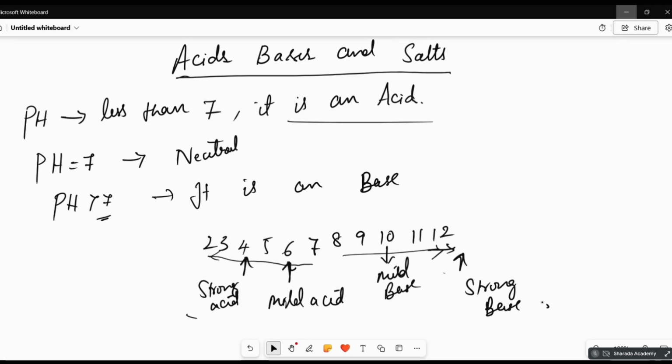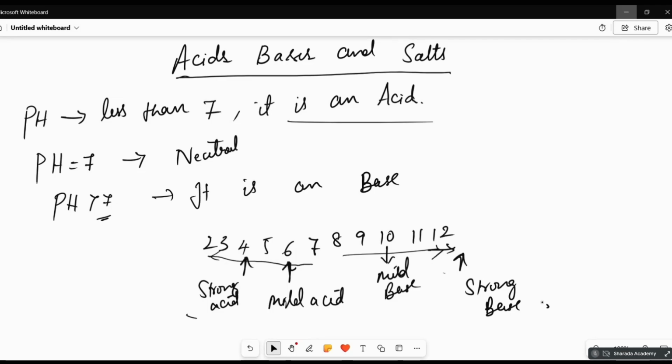Again, I repeat: a pH value of 7 is neutral in nature. When pH is less than 7, it's an acid. When pH is greater than 7, it is a base. As pH goes on decreasing, the acidic value of that component increases. So any component having pH 6 is a mild acid.